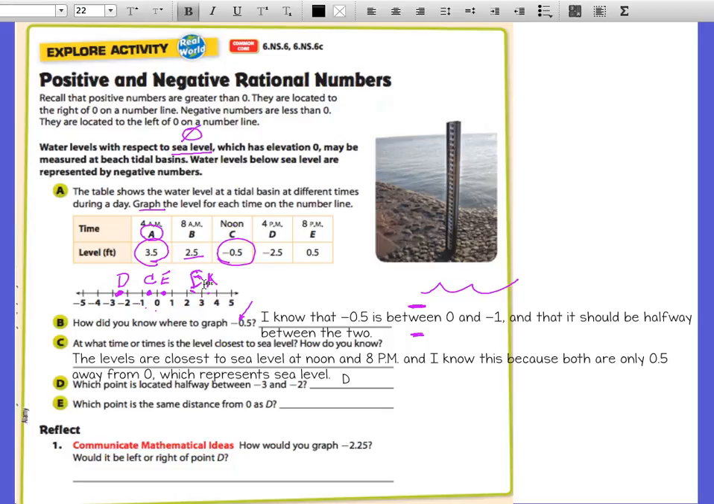Which point is the same distance from 0 as D? Well, this one is 2.5 steps away. So we have to look over here at what's 2.5 steps away. And that would be point C. Nope, sorry, not point C, point B. Wow, I can't read that at all. I apologize, guys. So that would be point B.